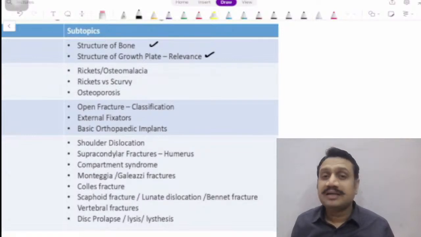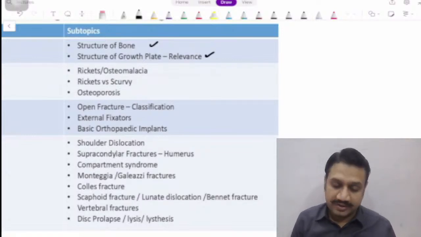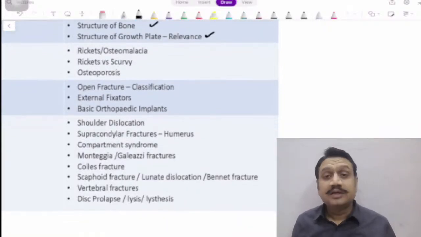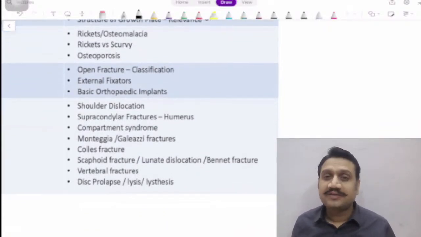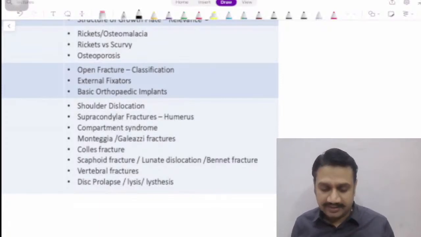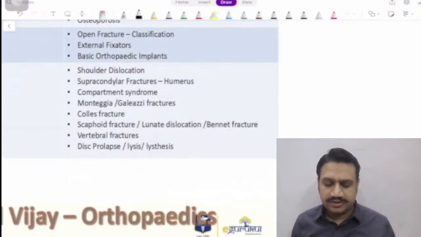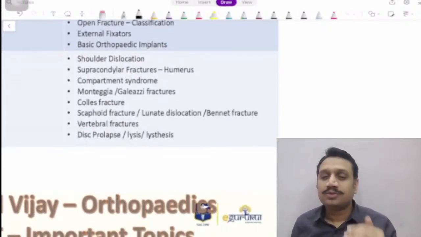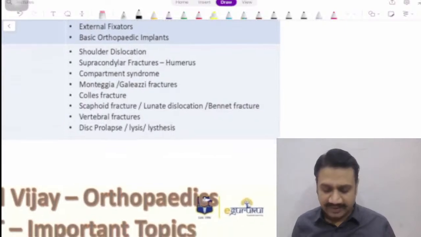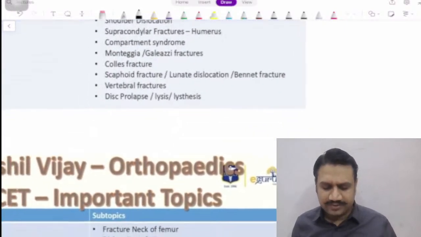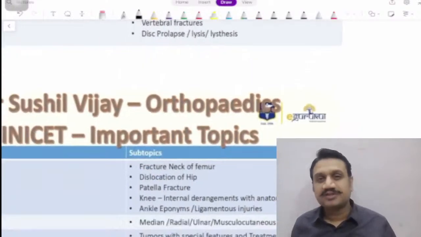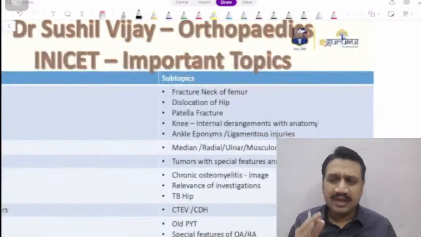And from the mineralization disorders, from the metabolic disorders, we have rickets, osteomalacia, rickets versus scurvy, osteoporosis, trauma. We have got open fracture classifications, the different types of fixators we have, and basic orthopedic implants we should know, shoulder dislocation, supracondylar, compartment syndrome, and so on. So this is a list of the topics which is very frequently asked from the trauma section as well as from all other sections like the nerves, bone tumors, infections, pediatric disorders, and so on, right?